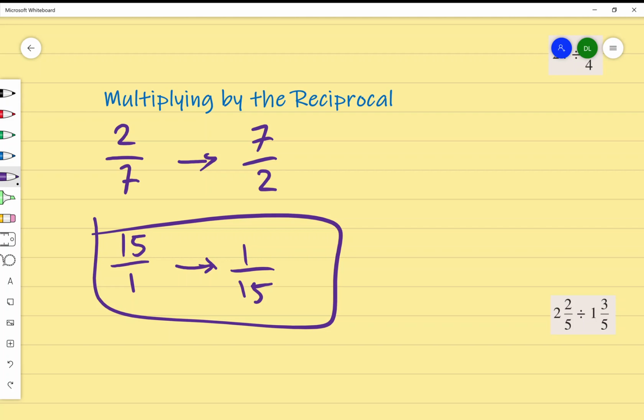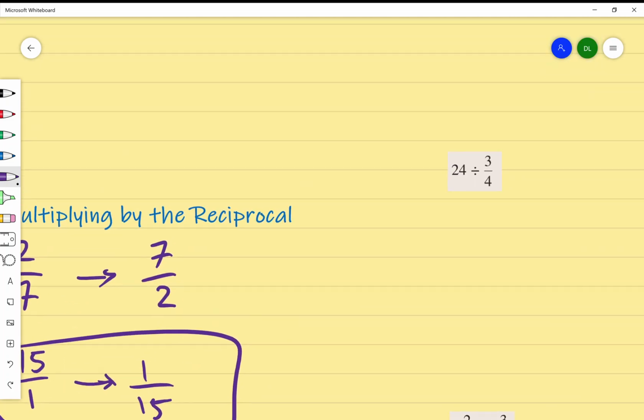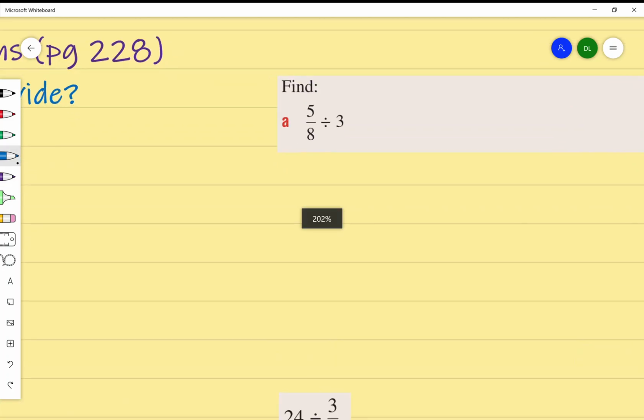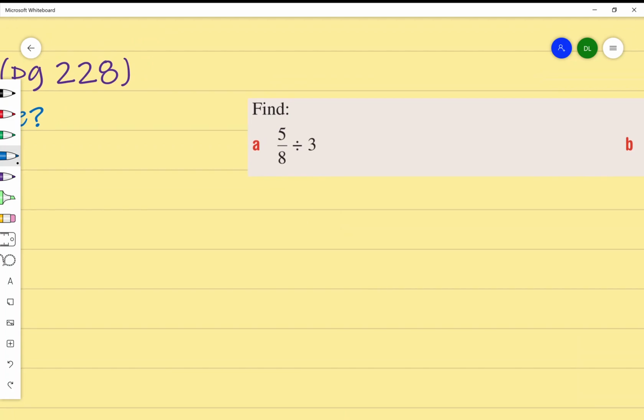Lovely. I'm going to jump straight into an example because dividing fractions is very, very similar to multiplying fractions with one additional step. That's it. Okay? Let's get into it. So, find 5 over 8 divided by 3. We know that 3 is the same as 3 over 1, so I'm going to rewrite that. I'm going to write 5 over 8 divided by 3 over 1.